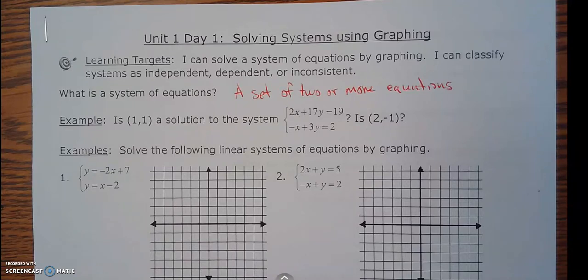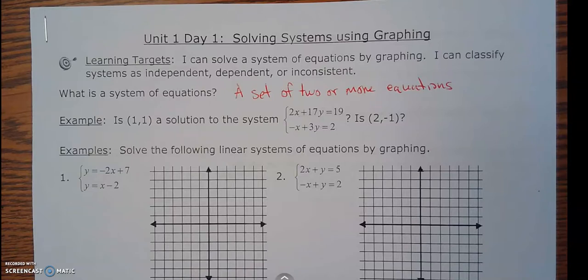So Unit 1, Day 1, solving systems using graphing. You probably remember doing this in Algebra 1, hopefully. At least it'll ring a bell once we get started. So our learning target is I can solve a system of equations by graphing, and I can classify systems as independent, dependent, or inconsistent. Those are three vocab words we're going to explain once we get started here.